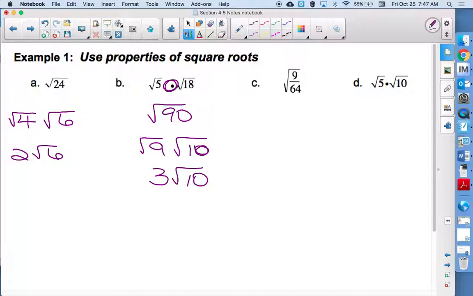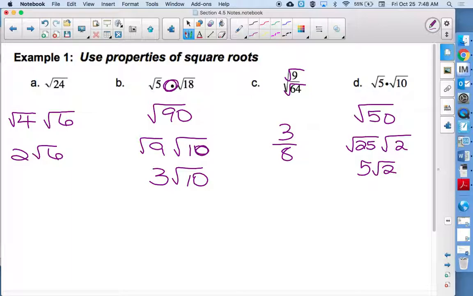Letter C, we have the square root of 9 over 64. So Nick, that would become? Yeah. So looking just at those separately, just think you're taking the square root of each number individually. And then Cole, for letter D, the square root of 5 times the square root of 10. I multiply it together to get 50, and then it goes 5. Right. So this is 25 and 2, 5 square root of 2. So if there's a times symbol, multiply those numbers together, get the bigger number and then break that bigger number down. So perform the operation and then simplify.